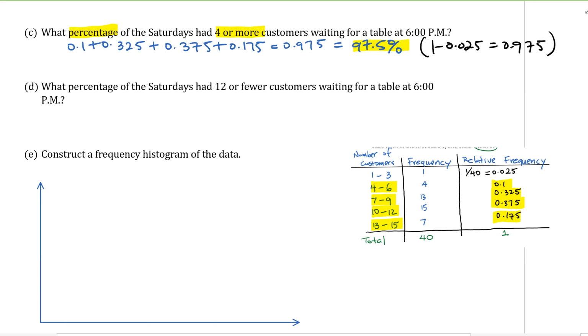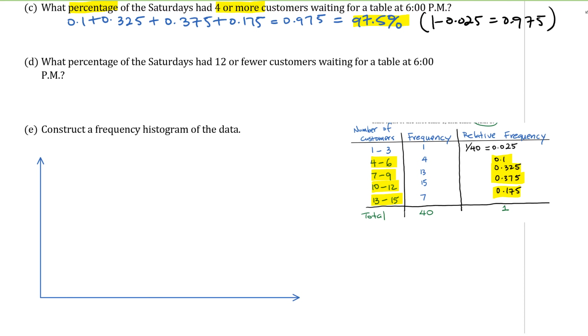Now I'm going to answer the question in a complete sentence. Always do. So I say the percentage of Saturdays that have 4 or more customers waiting for a table at 6 p.m. was 97.5%. All right, write it out here. Here I'm going to skip the writing to save time. Part D.